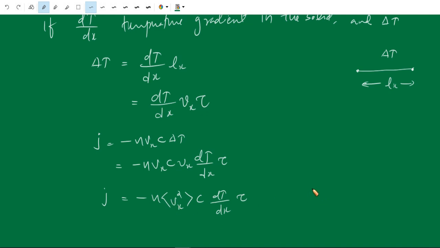From kinetic theory, we know Vx square is equal to Vy square is equal to Vz square, and the average of this will be equal to average V square divided by 3, one third of V square. Or V square is equal to Vx square plus Vy square plus Vz square. These are equal, that means it is equal to 3 Vx square. So average Vx square is equal to average V square by 3.